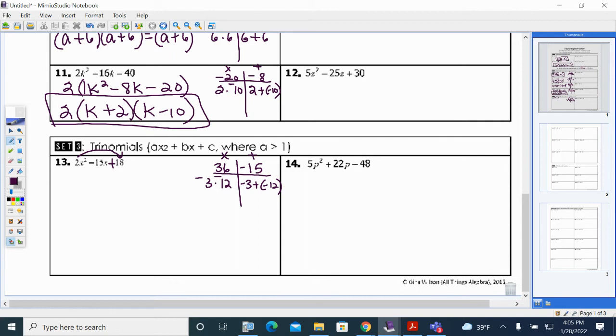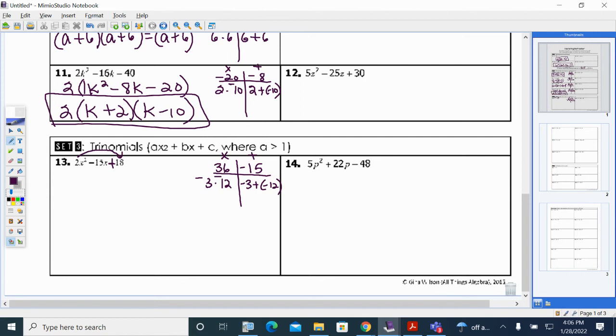Y'all, that was an accident coming up with that right off the bat, because there's lots of multiples of 36. 2 times 18, 3 times 12, 4 times 9, 6 times 6. So there's a lot of combinations that you might have had to go through before you came up with the 3 and the 12. Now, here's how I do it.